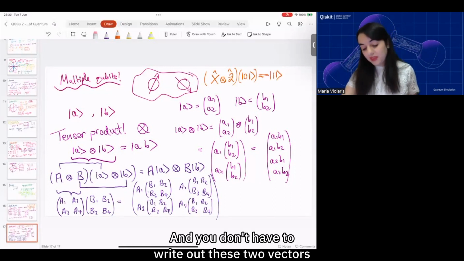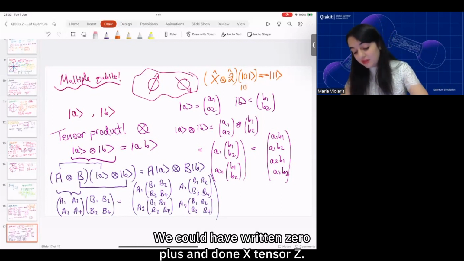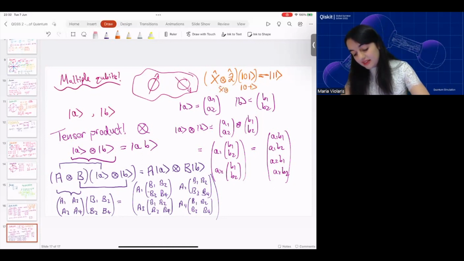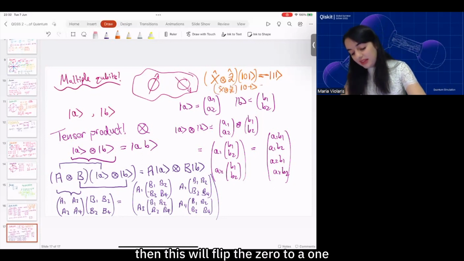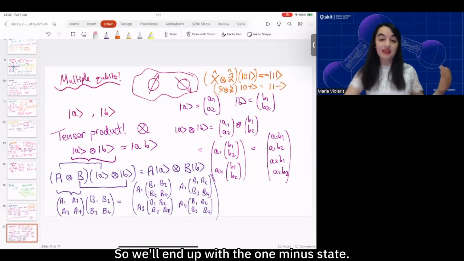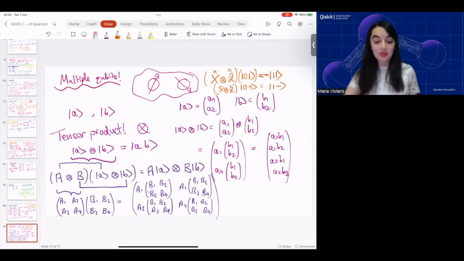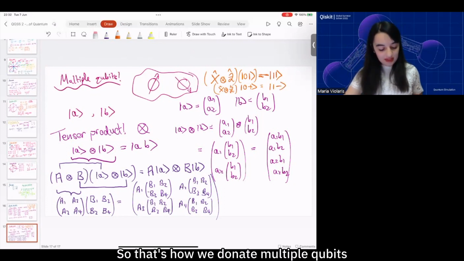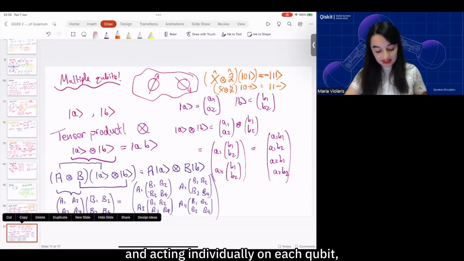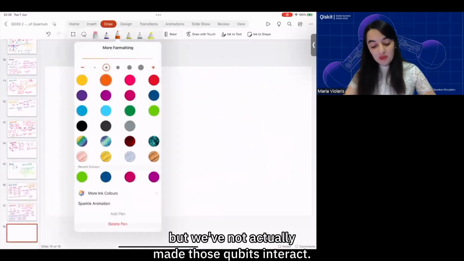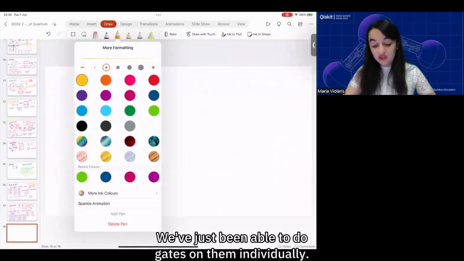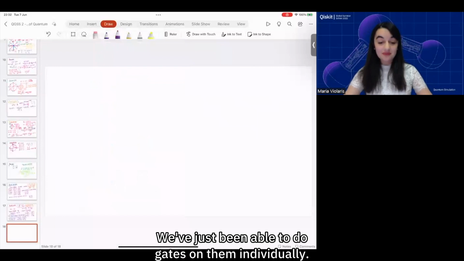And you don't have to write out these two vectors in the states in the same basis. We could have written 0 plus and done X tensor Z, in which case if you work it out, this will flip the 0 to a 1 and it'll flip the plus to a minus. So we'll end up with the 1 minus state. So that's how we denote multiple qubits and act individually on each qubit. But we've not actually made those qubits interact. We've just been able to do gates on them individually.